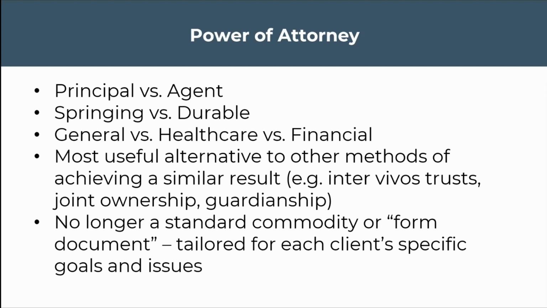And I have a note in here too about how they're a useful alternative to other methods of achieving the same result. Sometimes people use an inter vivos trust, which is really another name for a revocable trust, or joint ownership or guardianship. Those are all ways for you to control an asset of somebody else, because you could be the trustee of a trust, or you could be the joint owner on an asset, or you could be somebody's court-appointed guardian that allows you to act on somebody else's behalf. We really prefer to use a POA as opposed to all of those other things, because it's just more effective.